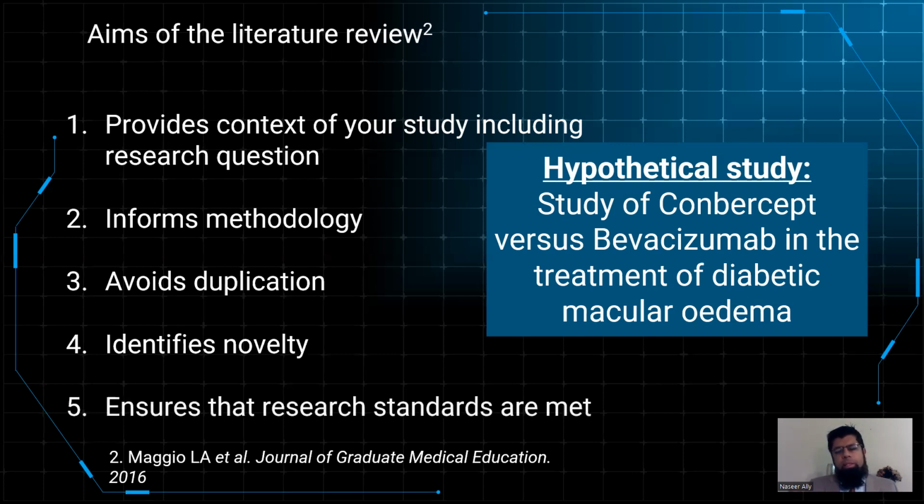It also ensures that research standards are met. So what this means is, for example, in previous randomized clinical trials, they may have had specific visual acuity cutoffs or specific central foveal thicknesses that they used before enrolling patients. And you may want to be in line with this so that your results are more generalizable to the body of research that is out there.